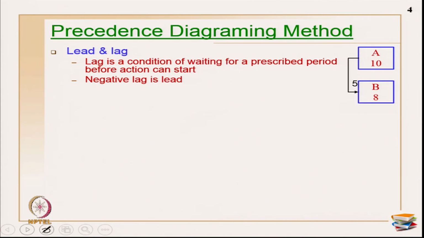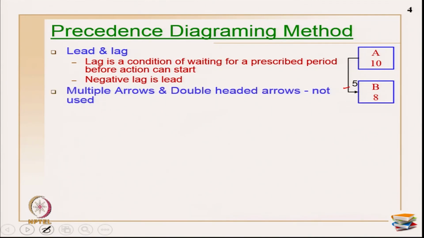So, A is an activity, B is another activity, this takes 10 days and this takes 8 days. This says it is a start start relationship. So, as soon as A starts, B can start, but I have given a condition called 5. So, after A starts, only after 5 days can B start, and I have to wait till that period is over. And the negative condition is primarily called lead, which implies, suppose I write it as -5, then B should have started at least 5 days in advance of A. That is the meaning of negative lag, which is otherwise called lead. Now, multiple arrows and double headed arrows are primarily not allowed.